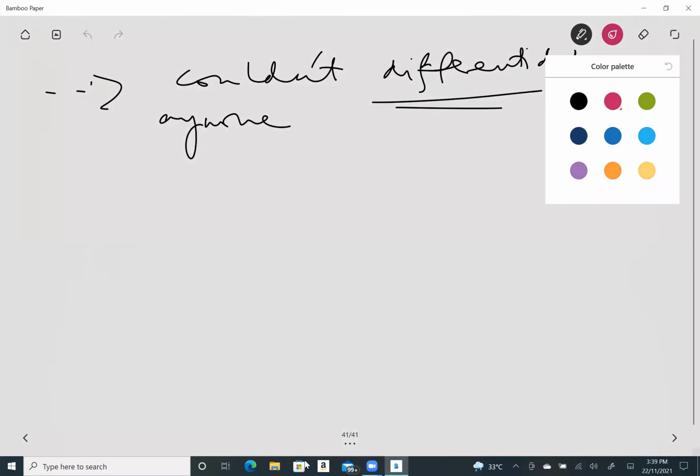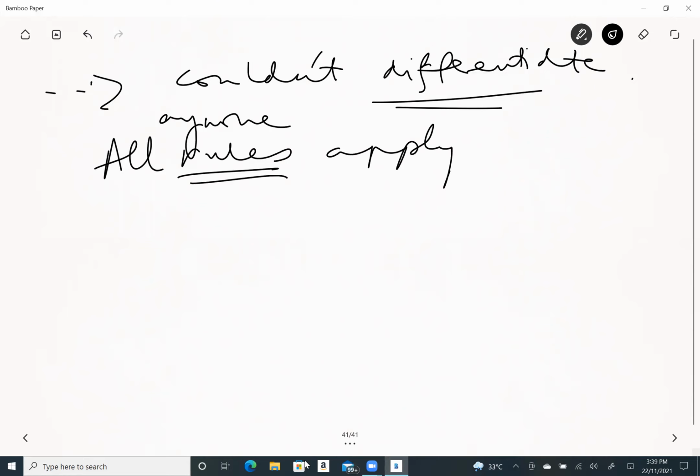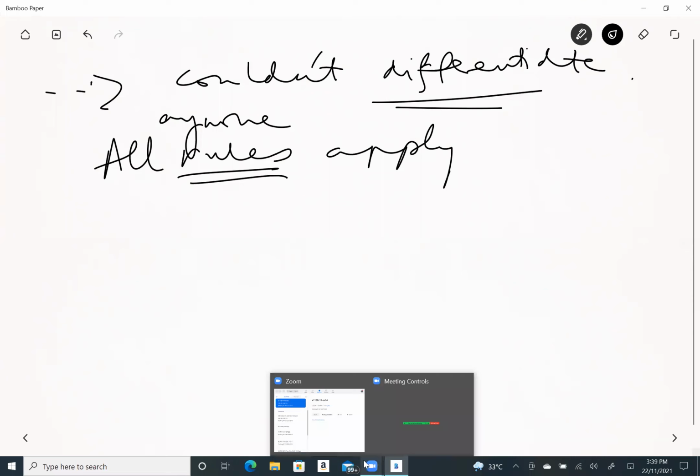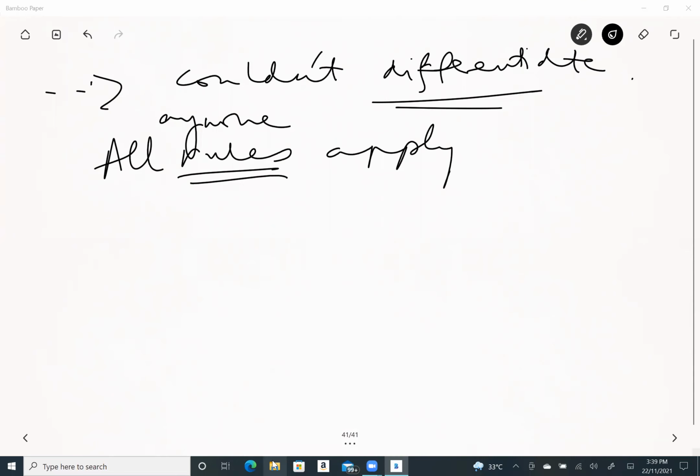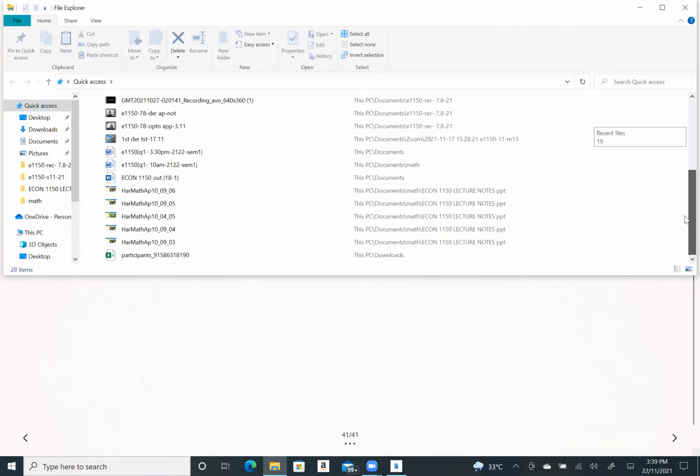Sometimes it gets more difficult, sometimes it gets simpler, and all the rules apply. So you don't need any new rules. We just apply the existing rules. All right, so now let's look at one or two examples. I will show the examples in the book, and then probably we look at other examples.